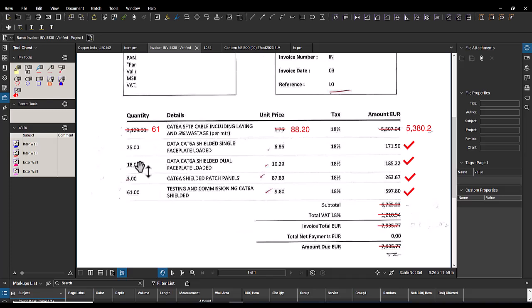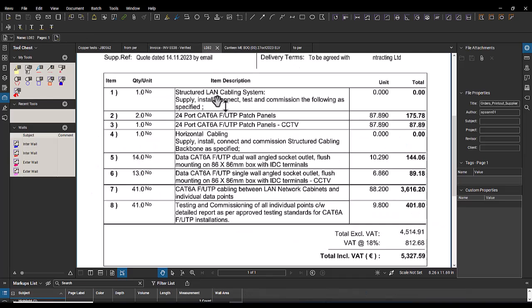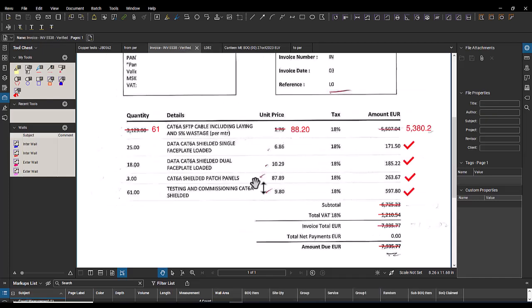And next, this item and this item are data, a single and a dual, and the price for single is 6.86. Yes, correct. This is item number 6, and we have 13 points, and the dual is 10.29. Let's check. It's correct, 10.29, and single is 6.86. So the quantity has changed because of the additional points.